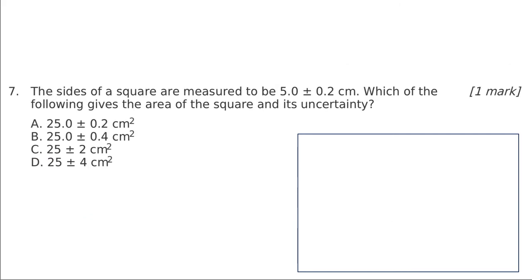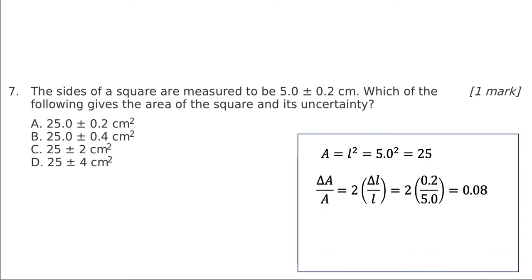Hopefully a slightly nicer one. We've got sides of a square, and we know that we're measuring them 5.0 plus minus 0.2. We know that the area is just L squared, which is 5 squared, which is going to give me 25. I'm keeping the significant figures here at 2. Delta A over A is just going to be 2 times delta L over L, again using our power rule, which is 2 times 0.2 divided by 5, it gives me 0.08.